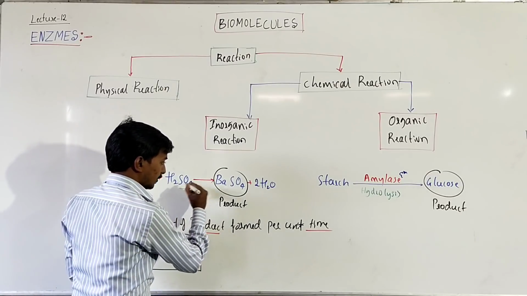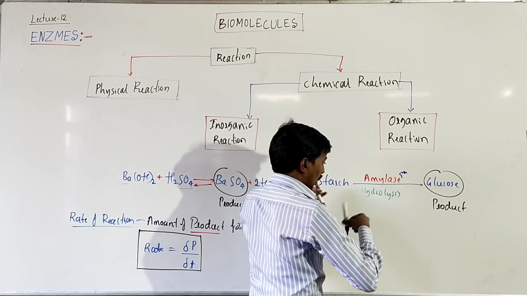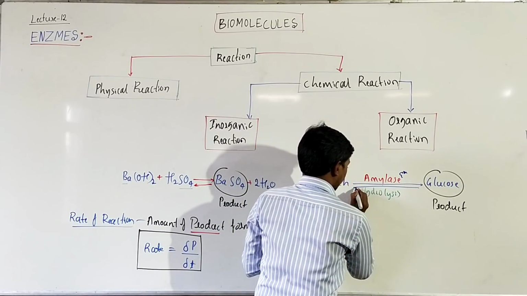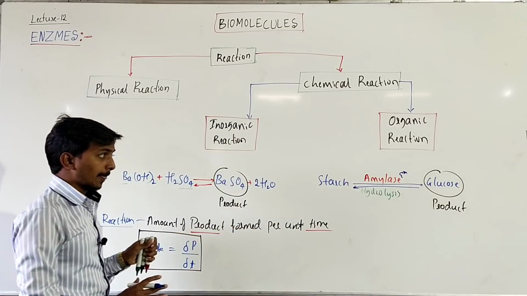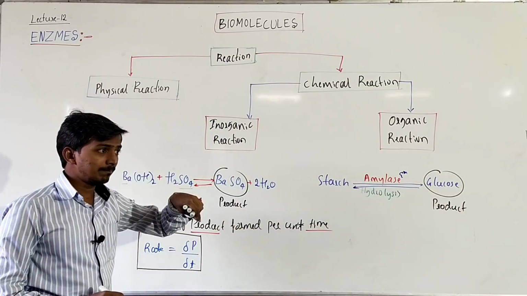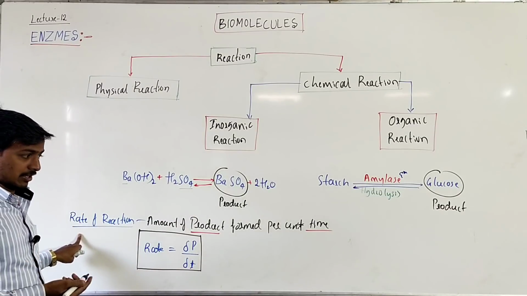The reaction may be forward, or the reaction may be backward. The direction is not known. But when the direction is known, the rate is called the velocity of reaction or speed of reaction.